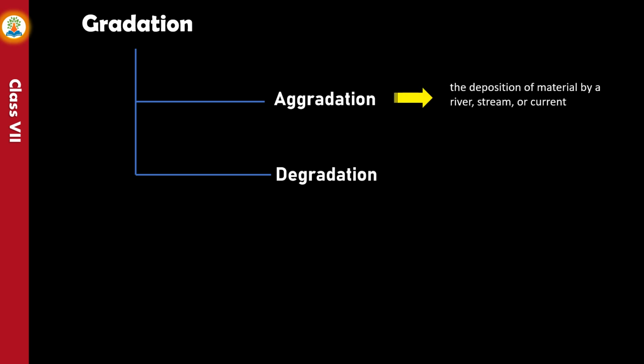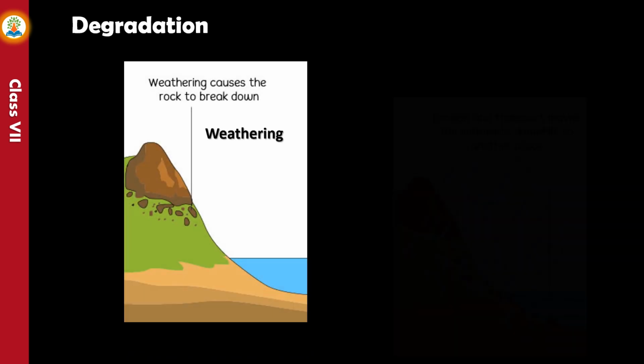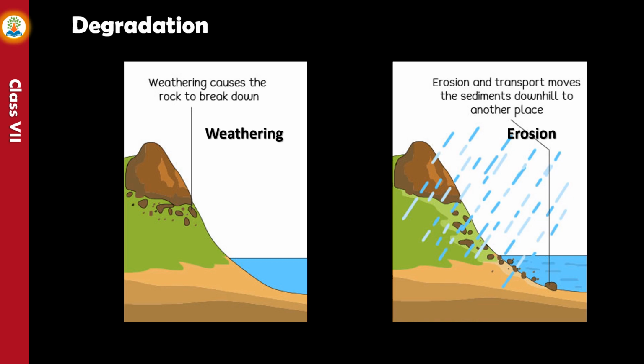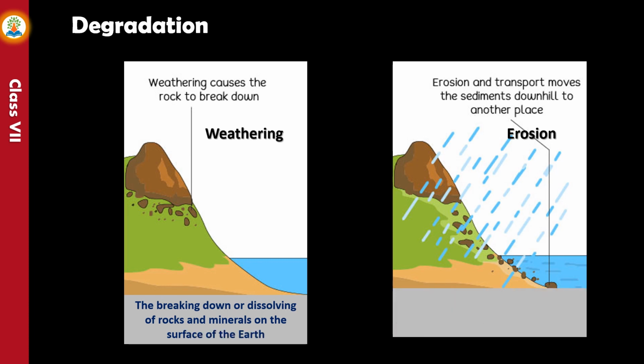Gradation involves both aggradation and degradation. Aggradation is the deposition of material by a river, stream, or current. Degradation means the wearing down of rock by disintegration. Degradation can be of two types, weathering and erosion. Weathering involves the breaking down or dissolving of rocks and minerals on the surface of the earth, while in erosion, earthen materials are worn away and transported by natural forces such as wind or water.